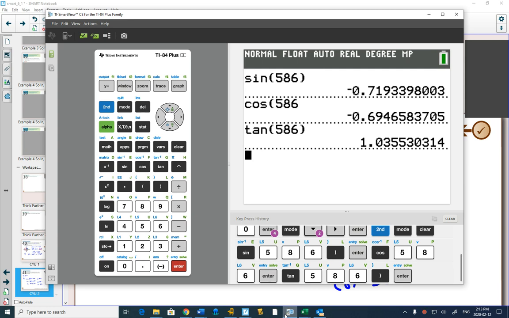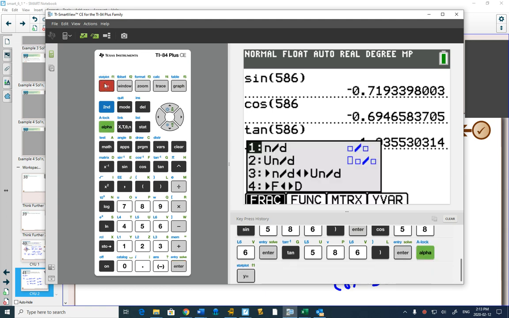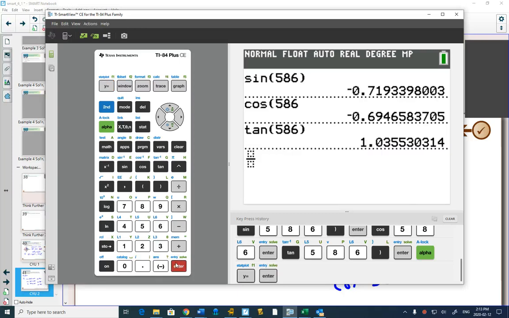If you have a graphing calculator, check to see if you have the newest operating system. If you go alpha y equals, does this show up? If it doesn't, you have an older system. If you have a TI-83, you won't be allowed to upgrade to the newest system. But if you have a TI-84, you should be able to get this when you go alpha y equals and you push enter, and it actually writes a fraction for you, which is really nice, because now to find cosecant, I can go 1 over sine of 586, because cosecant is just the reciprocal.